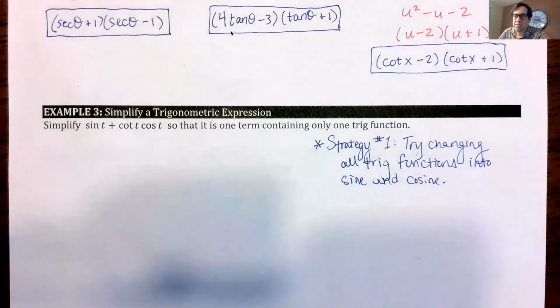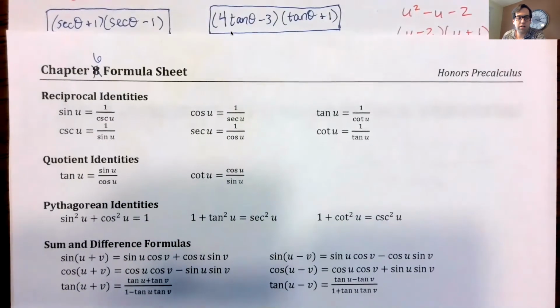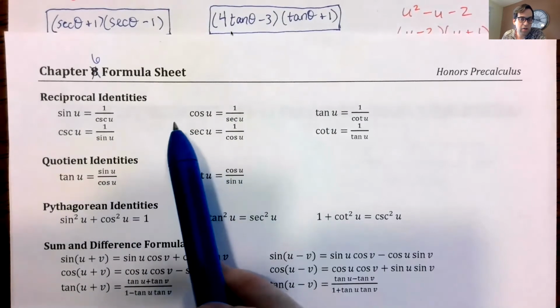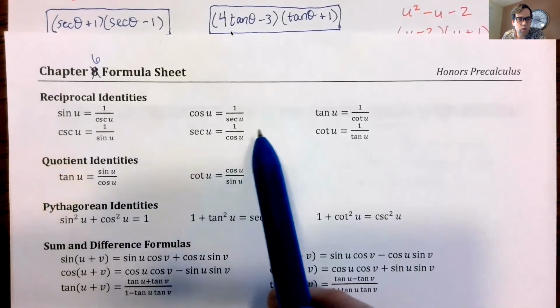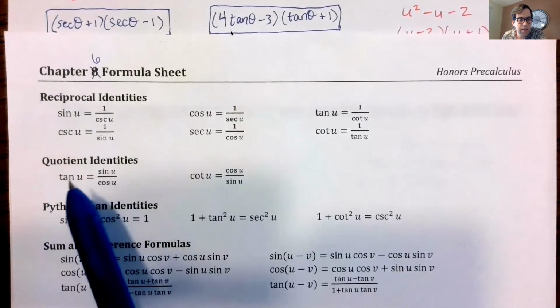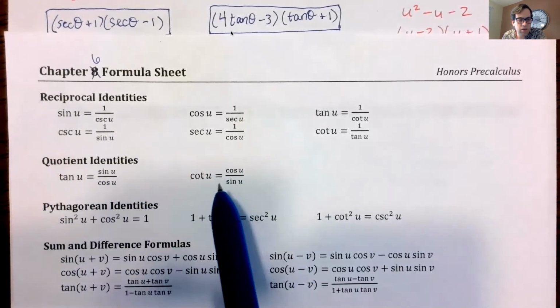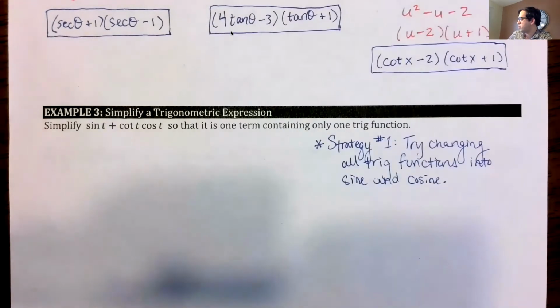That's going to be helpful because if everything's a sine and cosine, then we'll be able to cancel some things out. There's easy ways to change everything into sine and cosine using our identities, right? Because sine and cosine are already sine and cosine. Cosecant and secant can become 1 over sine or 1 over cosine, respectively. And tangent is sine over cosine, cotangent is cosine over sine. So if we do that, we'll see if anything cancels out.